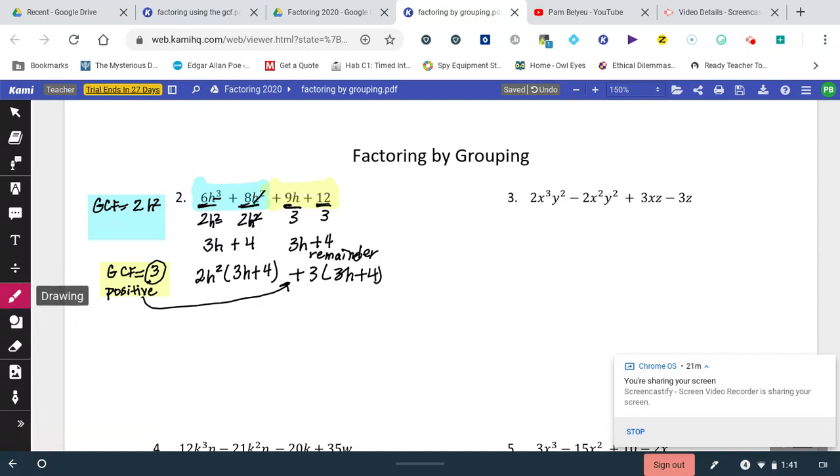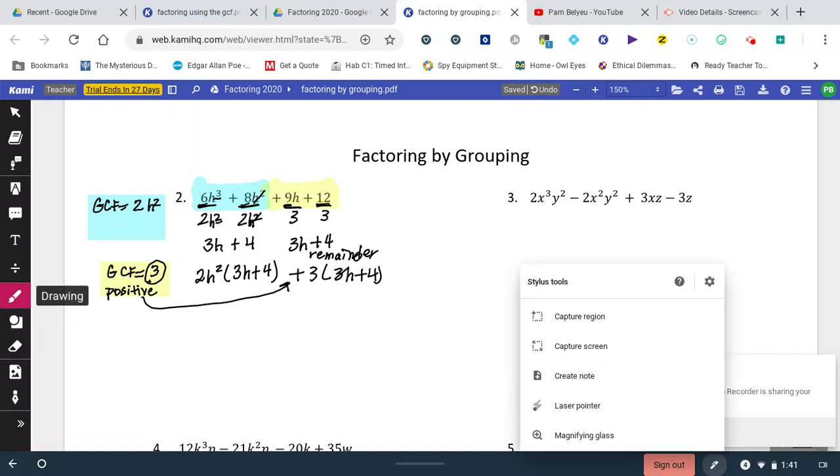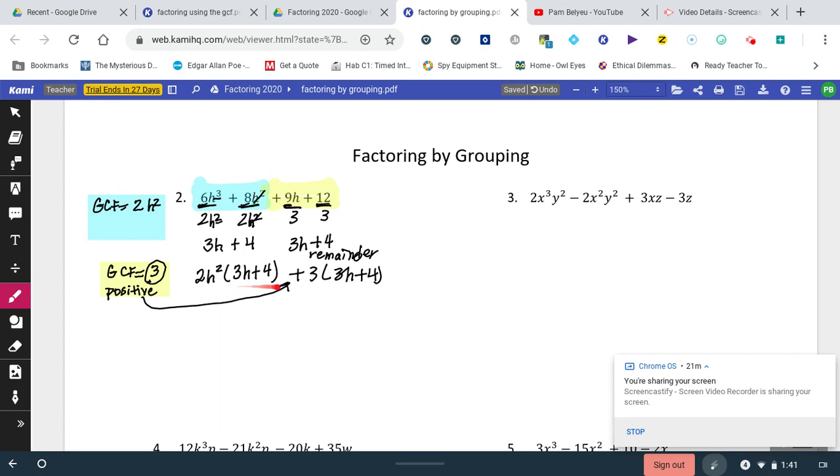All right, so now what you're going to do is look for a common binomial factor. See anything here that's over here? You should see 3h plus 4, 3h plus 4. So your common binomial factor is 3h plus 4.